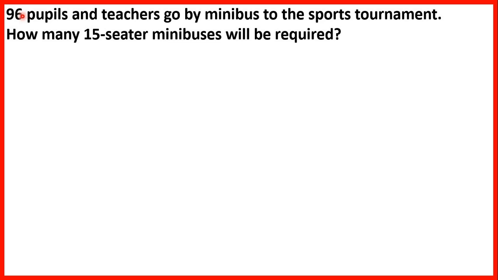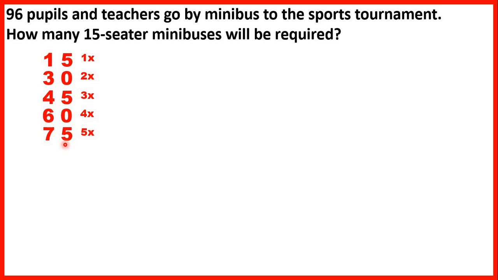So the way to divide 96 by 15 is to count up in steps of 15 until we get past 96. So 15 is 1 times 15. If we add another 15 to 15, that gives us 30 for 2 times. Adding another 15, we have 45 for 3 times, 60 for 4 times 15, 75 for 5 times, 90 for 6 times, but that's still not enough because they need to take 96 pupils and teachers, and 6 minibuses would only be enough for 90.